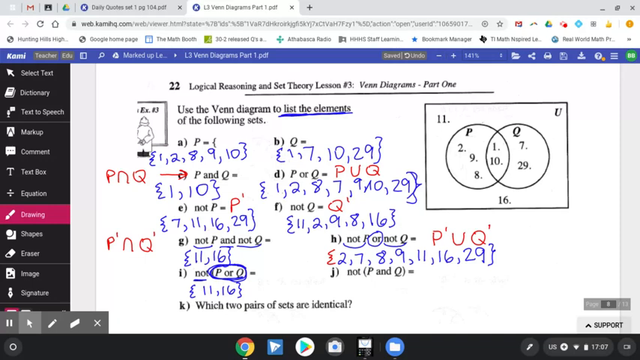And again, with J, make sure you understand the brackets. Find that section first. So P and Q, remember that's the overlap. So we want the stuff that is not P and Q. So everything except where I have that blue shaded region, which is 2, 7, 8, 9, 11, 16, and 29. So again, we see it's actually the same thing as H.